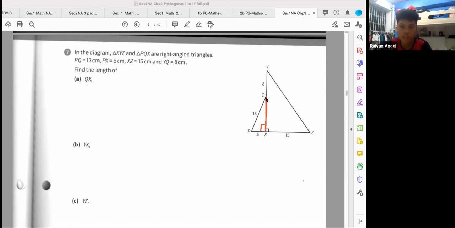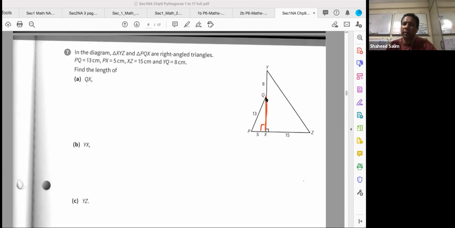The answer for QX is 12. 12, correct. Well done. So now the next one, YX is from here to here. So how much is it? This is 12. This is 8. YX is how many?